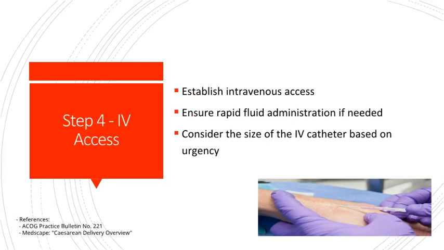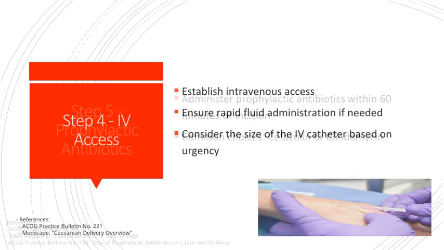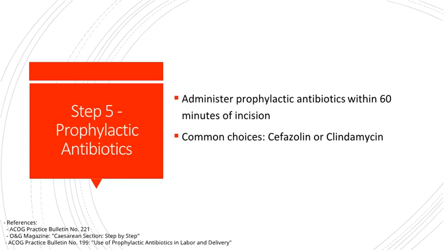The fourth step is establishing IV access, critical for fluid administration and medication delivery during the procedure. The size of the catheter should be appropriate based on the urgency of the situation. If there is an extensive hemorrhage, you may use a larger gauge needle to administer fluids and blood faster. The fifth step is prophylactic antibiotics, which should be administered within 60 minutes of incision for every cesarean section. Common choices include cefazolin or clindamycin, depending on the patient's allergy history.